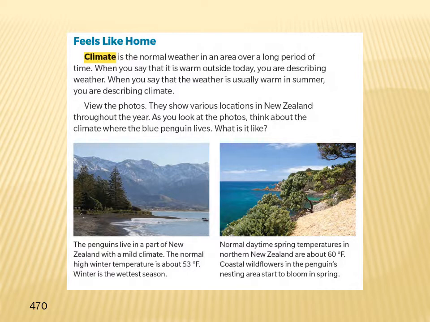What is it like? Look at the first picture. The penguins live in a part of New Zealand with a mild climate. The normal high winter temperature is about 53 Fahrenheit. Winter is the wettest season. Look at the second picture. Normal daytime spring temperatures in northern New Zealand are about 60 Fahrenheit. Coastal wildflowers in the penguins' nesting area start to bloom in spring.